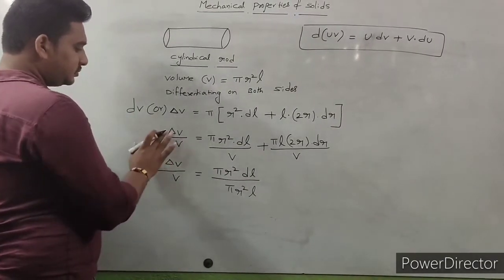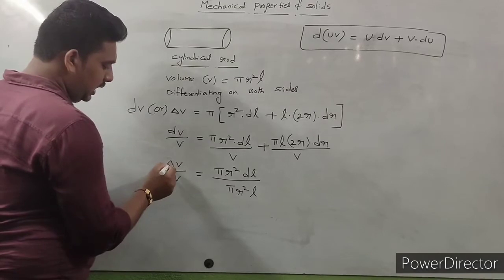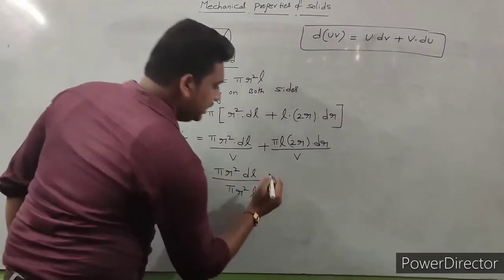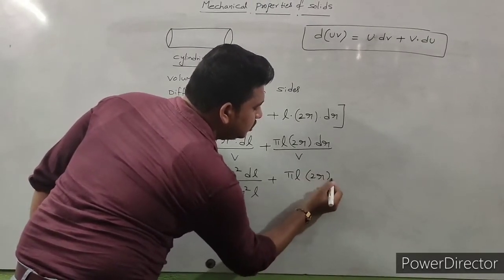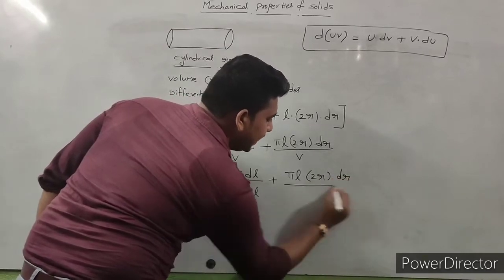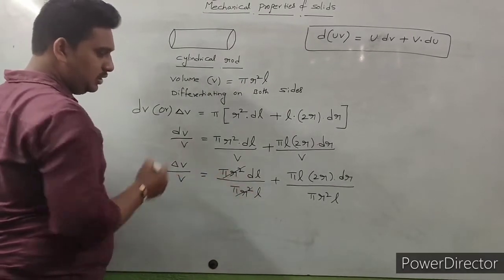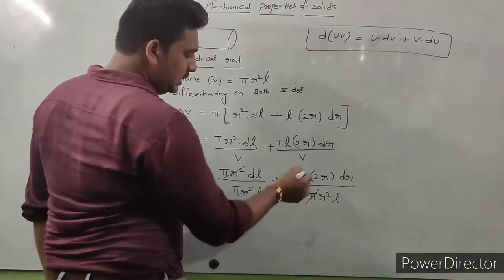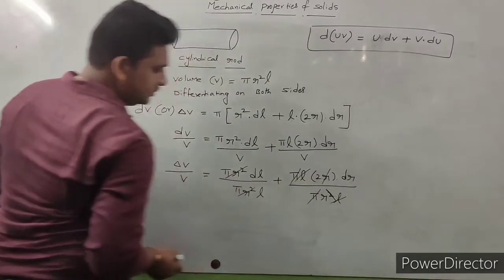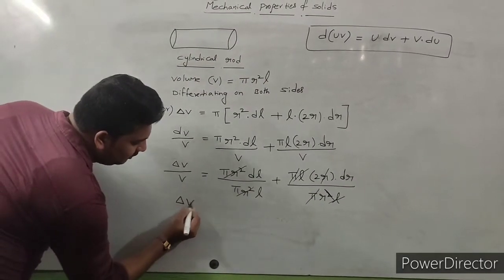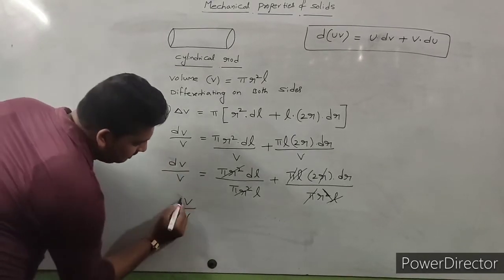Next. This is also called as dv, and sometimes it can be written as delta v also. dl by L. Next, pi L into 2r into dr by pi r square L. So now pi r square is going to be cancelled, pi is going to be cancelled, L is going to be cancelled, r square is going to be cancelled. Next, what is left here? Delta v by v, otherwise you consider as dv by v.